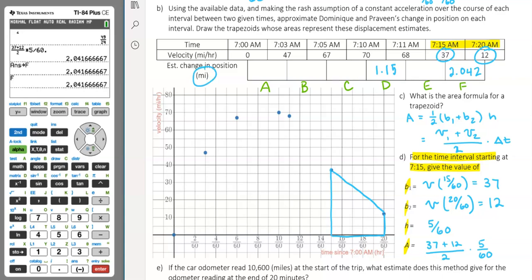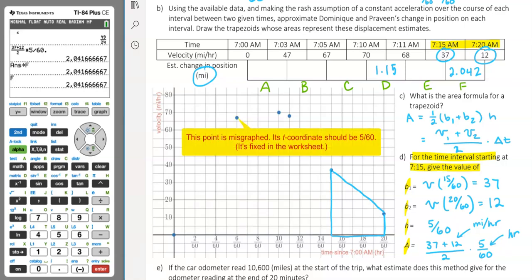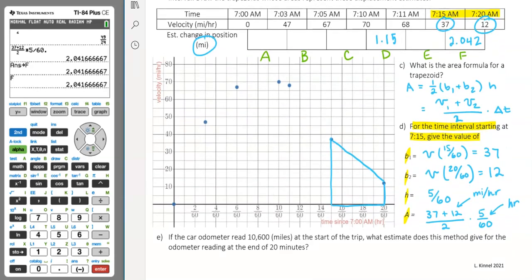That came from this, which was in miles per hour, lengths of the bases, and this, which was the width of the base, in hours. And we multiplied them together, giving us miles. So now I should be able to work out the trapezoid's areas for the remaining intervals, and then move on down and answer this last question, E.